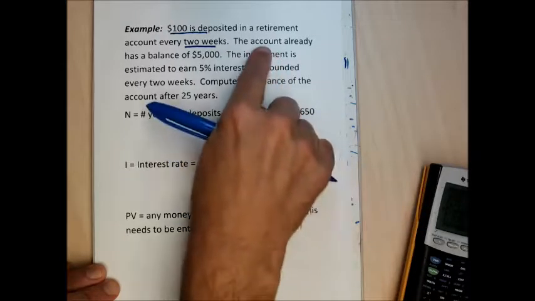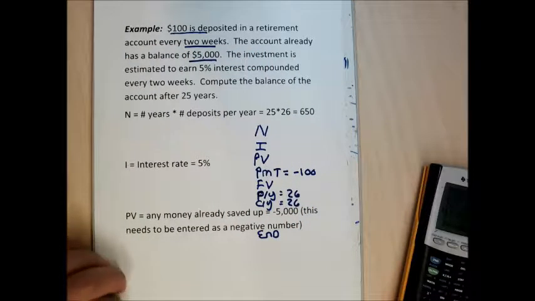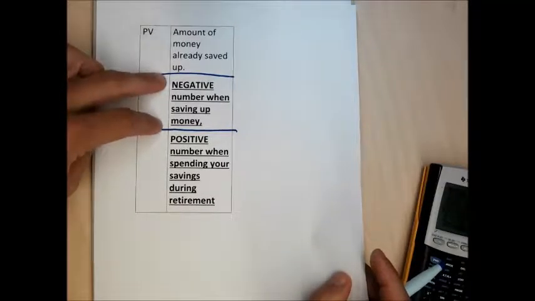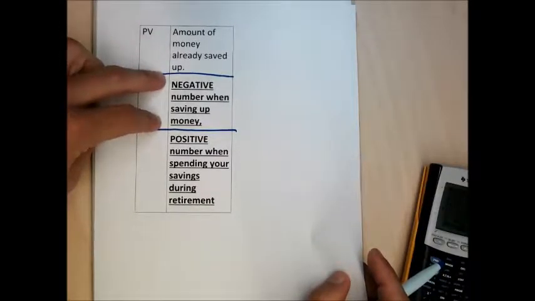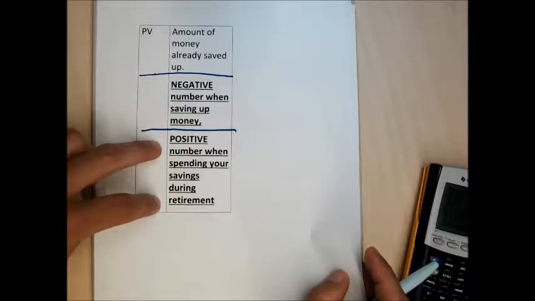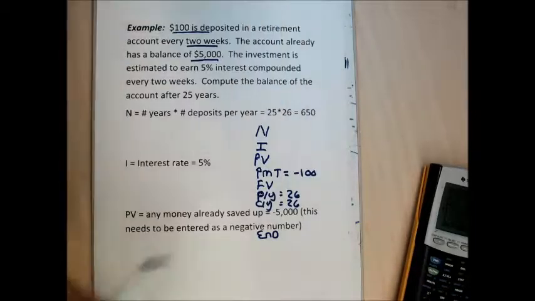Second sentence, the account already has a balance of $5,000. That's the present value. And when we're saving up money and you already have money saved, the present value goes in as a negative. So if I was retired and pulling money out, that money would go in as a present value and be positive. When you're saving money, the present value needs to go in as negative.